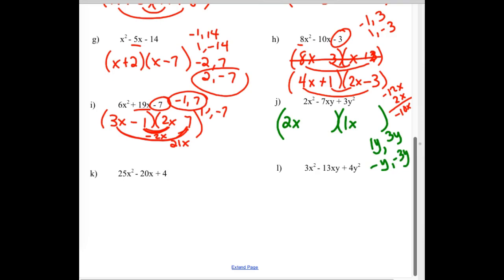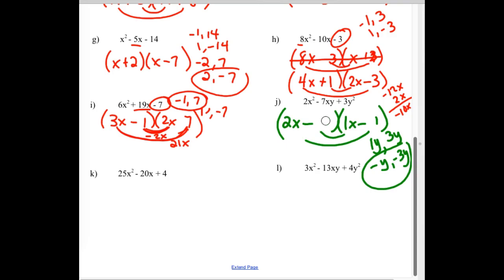And I'm trying to get to the negative 7xy in the middle term, so I know that I'm going to need to use my negative versions. Now I just have to decide which one has y and which one has the 3y. But I know they're both going to be negative. All right, to get a 7, if I put a 3 here and a 1 here, I end up with negative 3 and negative 2. That's only negative 5. So that's not working.